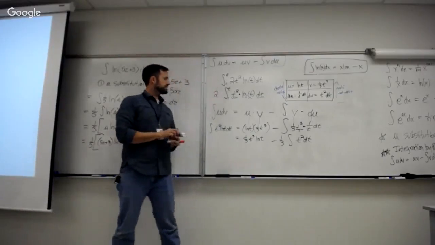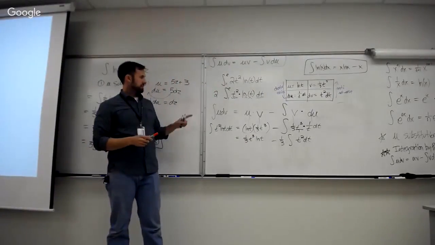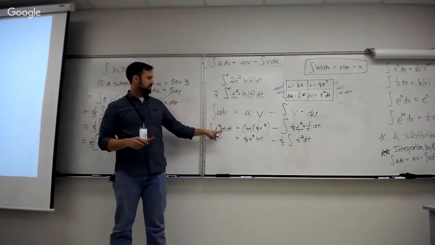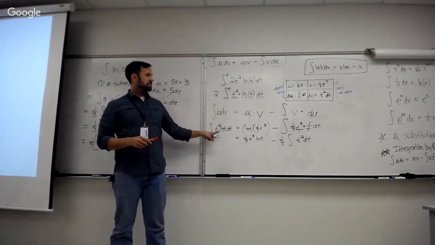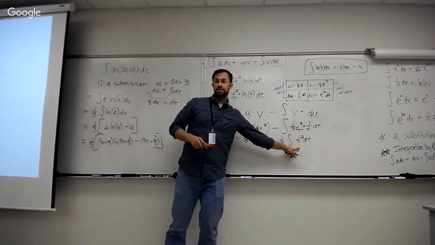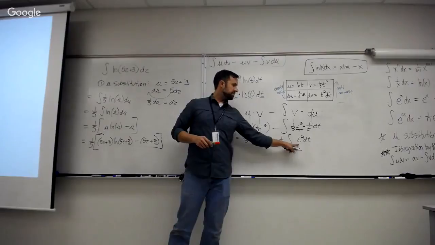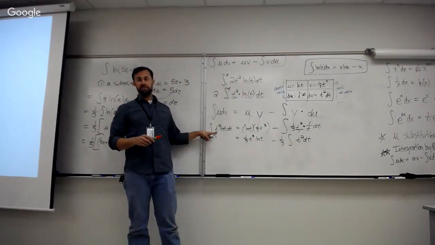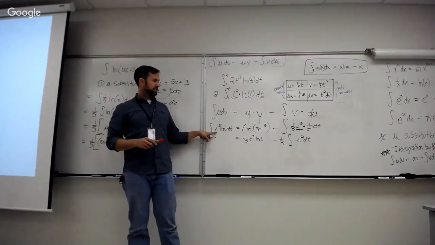Now, going back to the original idea, remember the whole idea is that the integral you start with, which is complex and hard, after you use the formula integration by parts, you should get an integral that's easier. And is it easier to take the integral of t squared than it is to take the integral of t squared times the natural log of t? Yeah, for sure, that got easier.